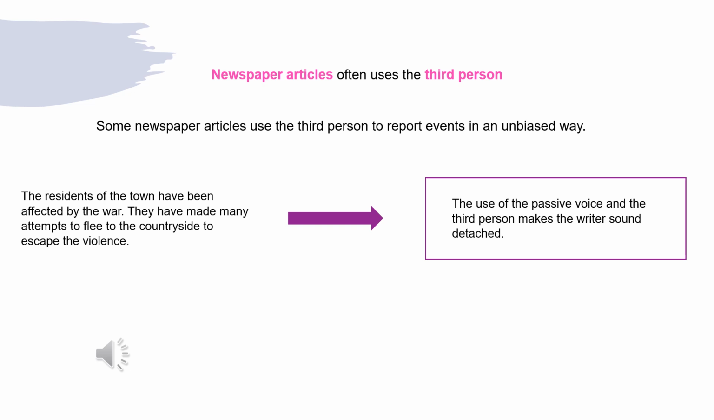Newspaper articles often use the third person. Some newspaper articles use the third person to report events in an unbiased way. Using the third person helps to remove the writer from the story. Let's look at an example of this.